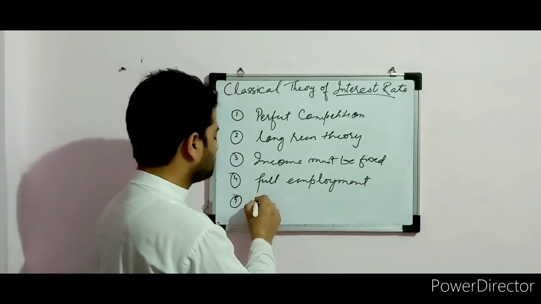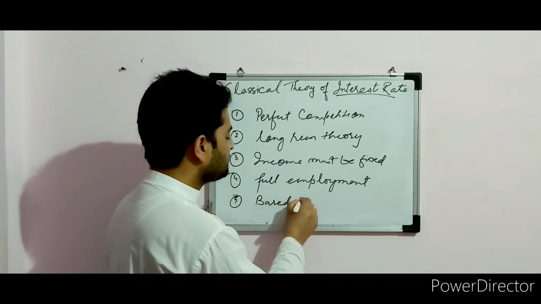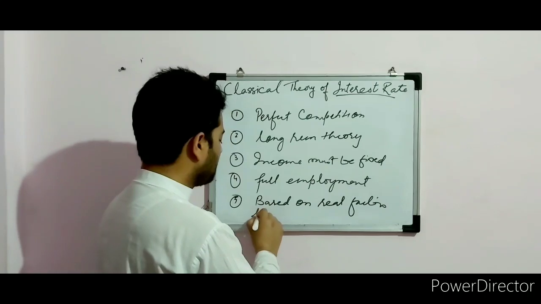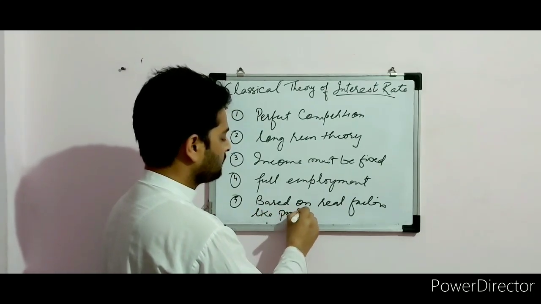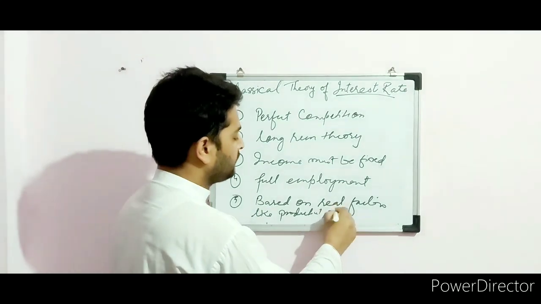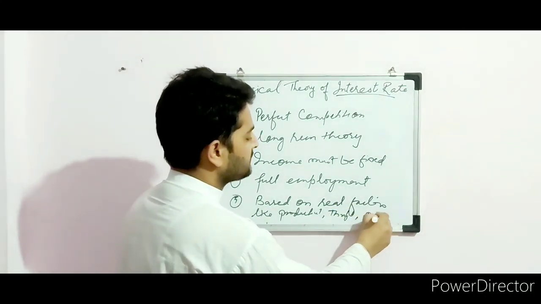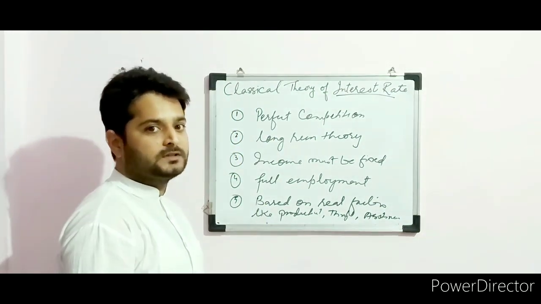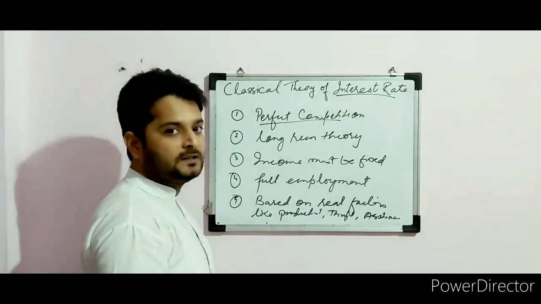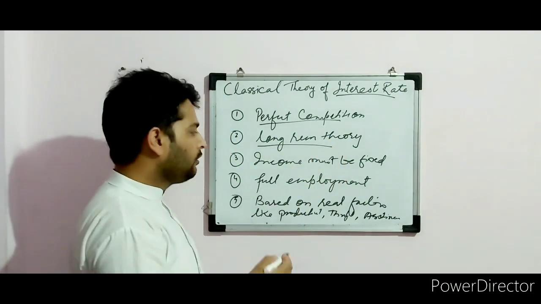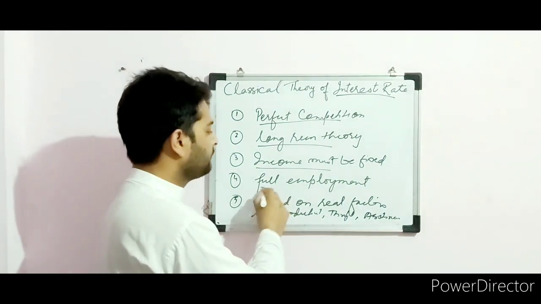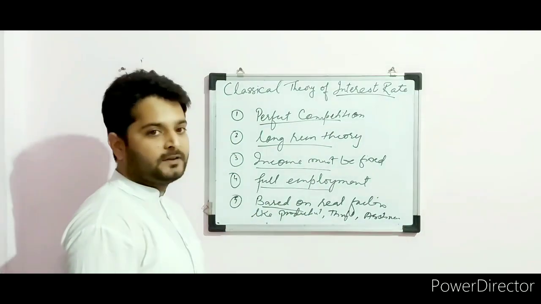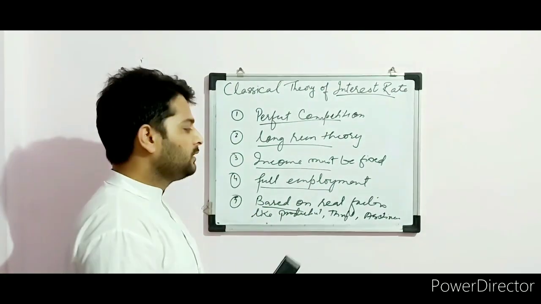And fifth is that the theory is based on real factors like productivity, thrift and abstinence. So these are the assumptions of this theory: there must be perfect competition in the economy, the theory works only in the long run, income must be fixed, there must be full employment in the economy, and the theory is based on real factors like productivity, thrift and abstinence.